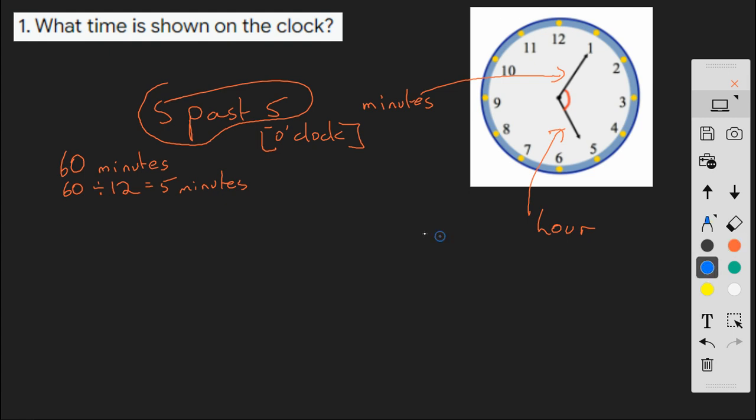Now, how would we write that? We could also write that as 5:05. Now, I'm sure that some of you will have written this as 05:05 or possibly 17:05. Now, what those are is this is in the 24-hour clock, and so this one here is saying in the morning, so that's 5 o'clock in the morning, and this is 5 o'clock in the afternoon. Now, we don't know that. All we know is that this is 5 past 5. So it's either 5 past 5 or it's 5:05.